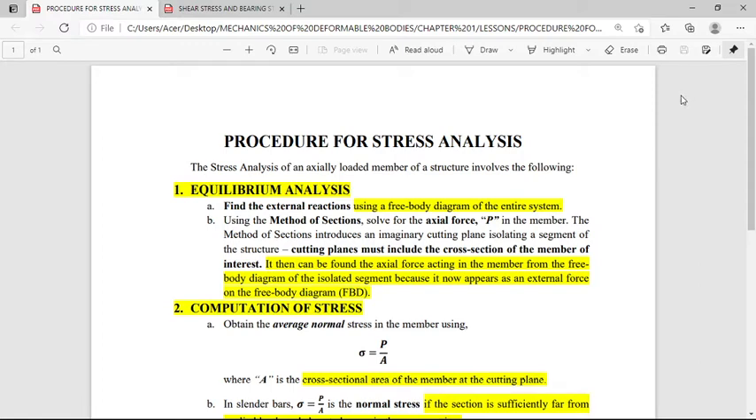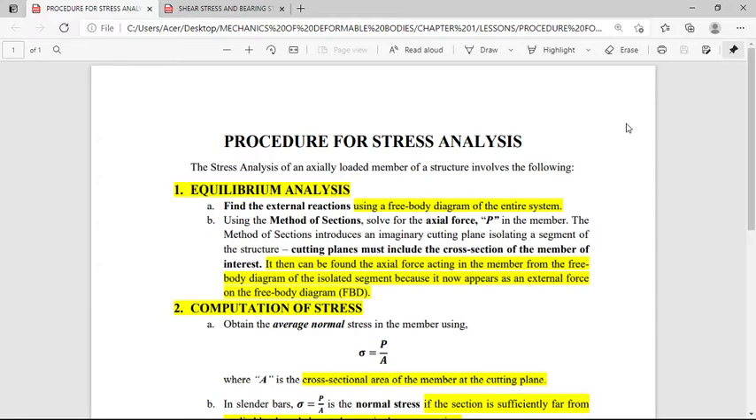First is equilibrium analysis. In equilibrium analysis, you must first find the external reactions using a free body diagram of the entire system. So, katunayan, si free body diagram, yan yung pinaka-focus or yung pinag-aralan natin noong Engineering Mechanics 1, which is yung statics of rigid body. So, using a free body diagram is one of the essentials when solving mechanics problems or engineering mechanics problems.